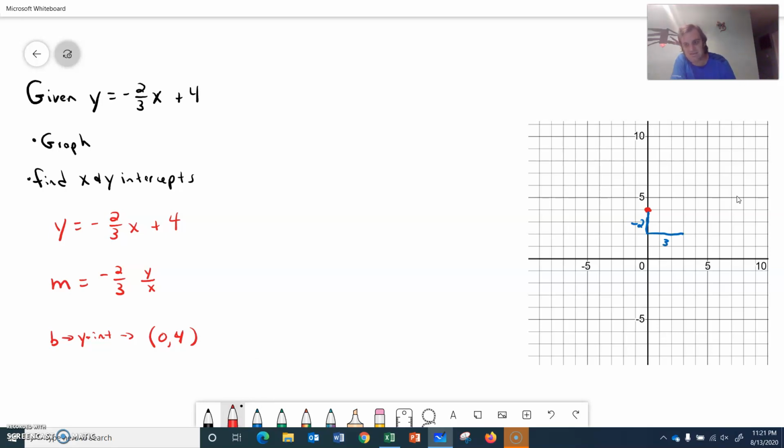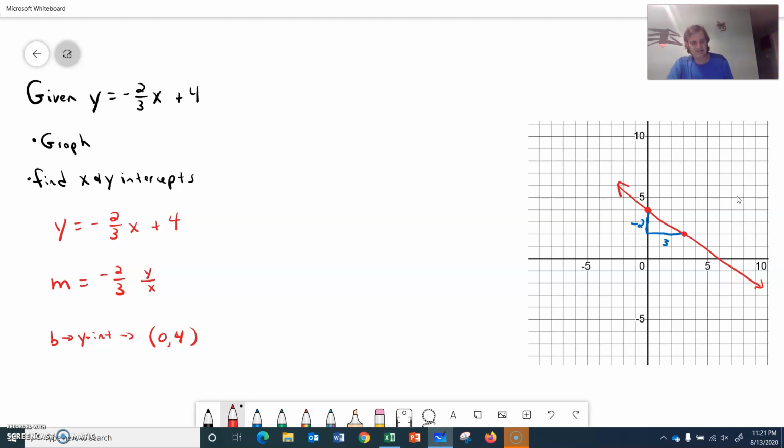And in that case, we come to a second point, which looks like it would be (3, 2) if we wanted to label it. I'm going to do my best to get this semi-straight here. I could connect those 2 points, which was (0, 4) and (3, 2), and make the line. So I was able to graph it because it was already in slope-intercept form.